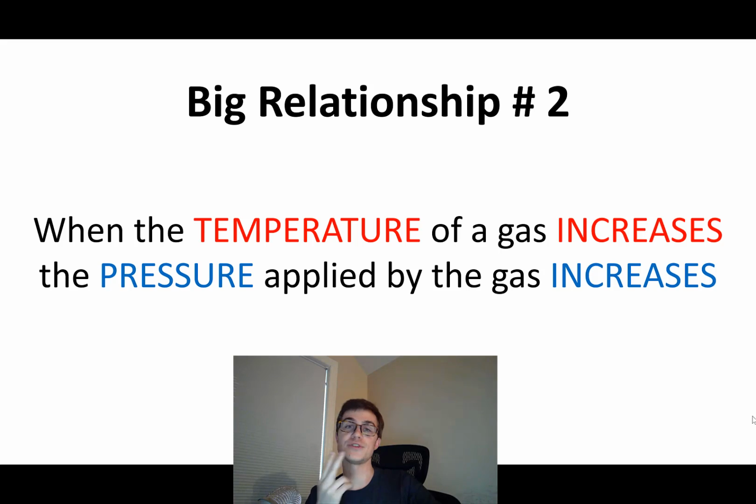Big relationship number 2 about pressure. When the temperature of a gas increases and it gets warmer, the pressure applied by the gas also increases. So if you heat up a balloon, the force that that gas applies to the walls of the balloon is going to increase, and it'll eventually get bigger. That's a volume thing, but whatever. When the temperature increases, the pressure is going to increase because you have more particles colliding with the wall.